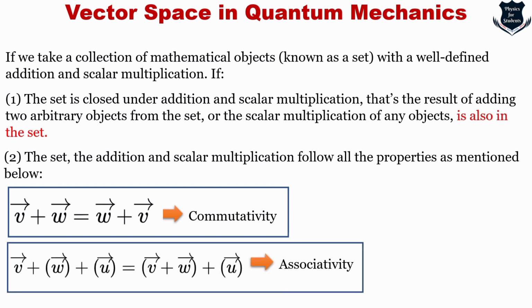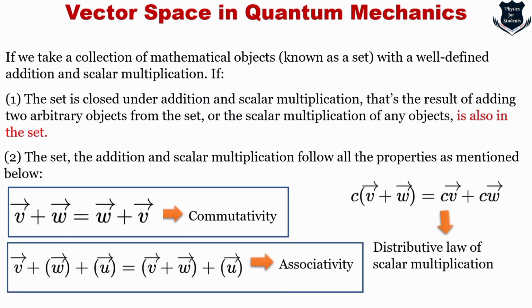It follows the properties of commutativity, it follows the property of associativity, and it also follows the distributive law of scalar multiplication. If you want to take a pause right now and check on these vectors, you can. However, these have been discussed at length in my previous videos.